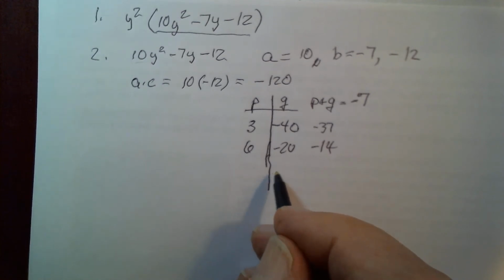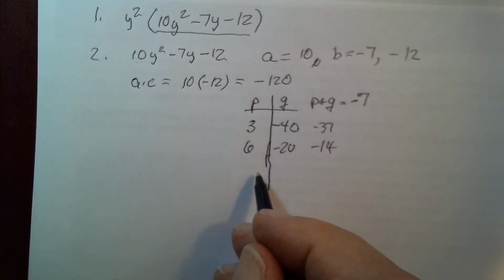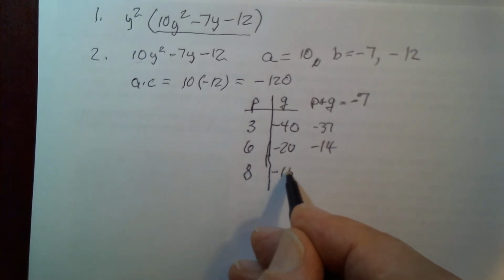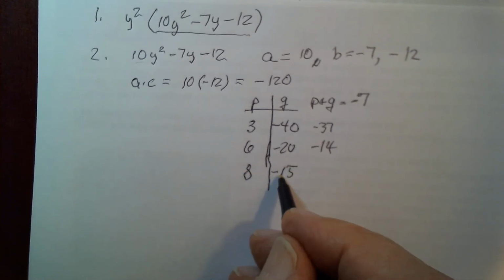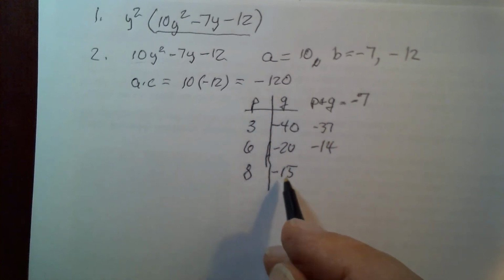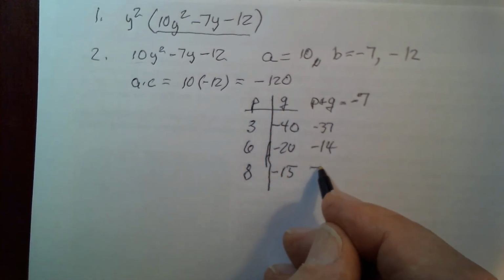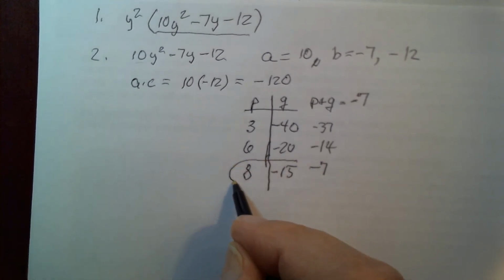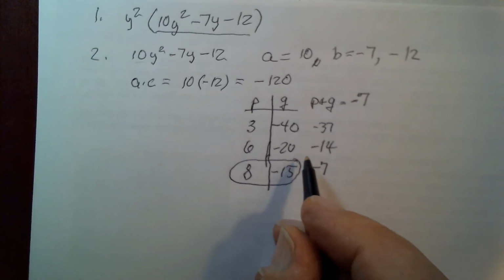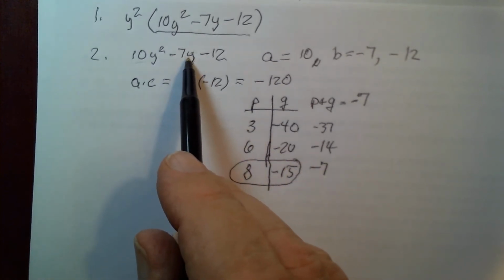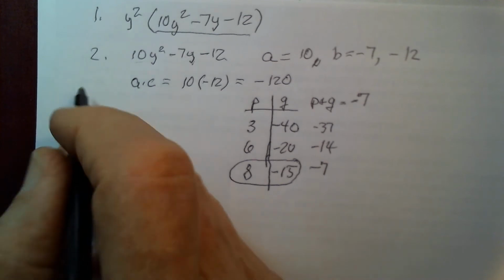Then we can think about maybe 8 and minus 15. So 8 times minus 15 is minus 120, and 8 minus 15 is minus 7. So that now means that we have found our coefficients p and q that allow us to split the middle term, minus 7y, in such a way that we can factor by grouping.